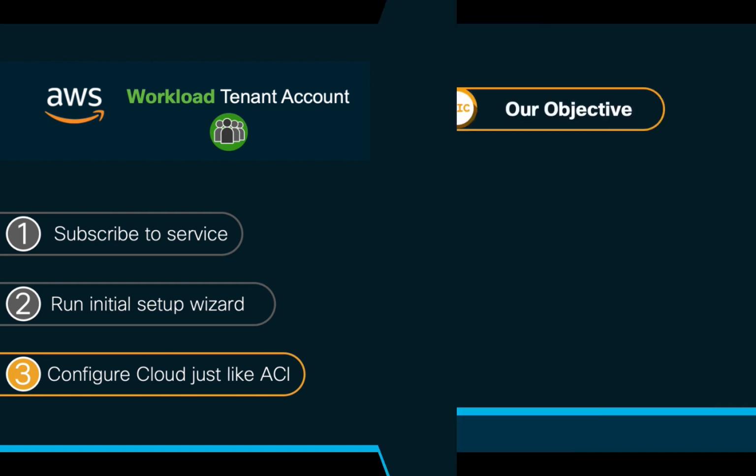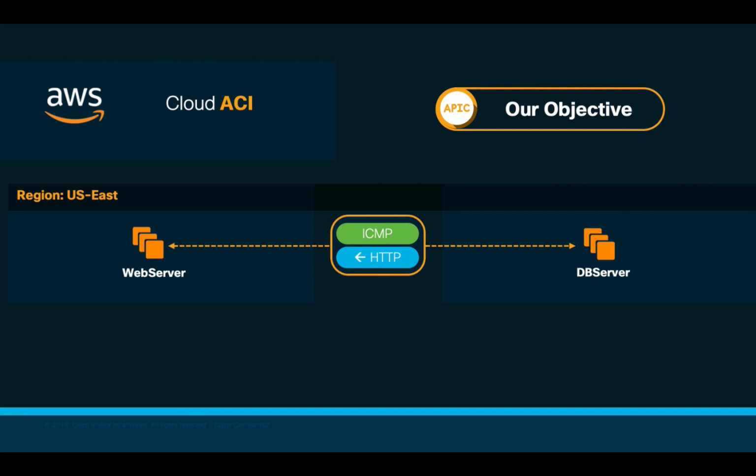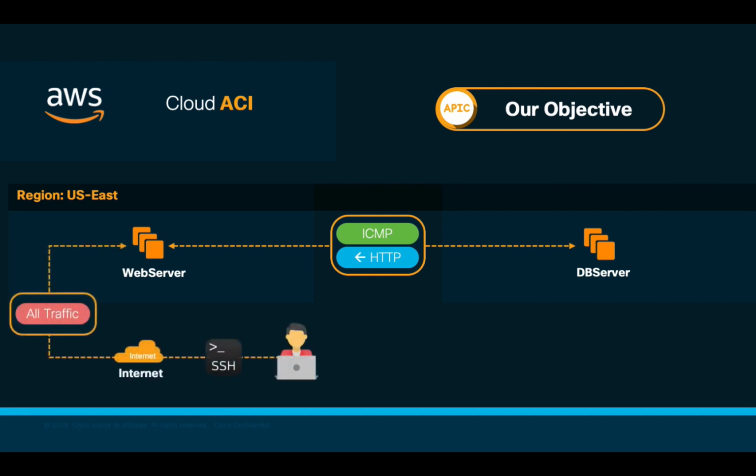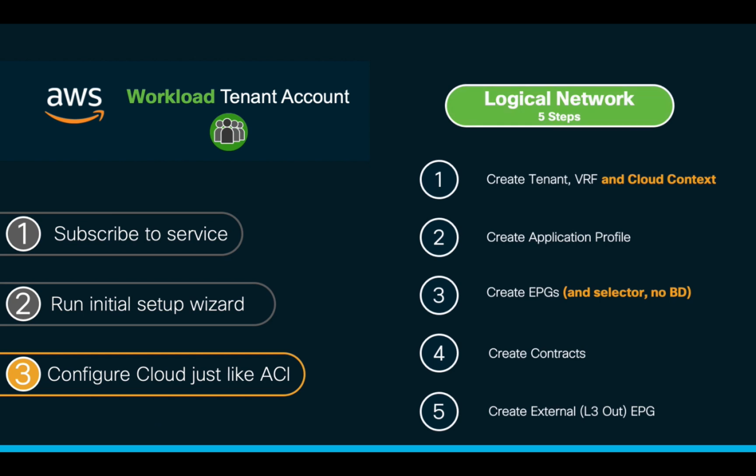Our objective is to provide connectivity between web and database server instances, both running on AWS, and also to provide access from the internet to the web server through SSH. In order to accomplish this, we will follow our 5 well-known steps, and we will start by creating a tenant.